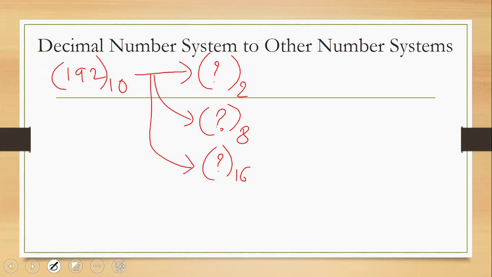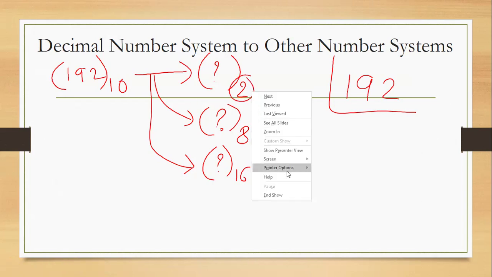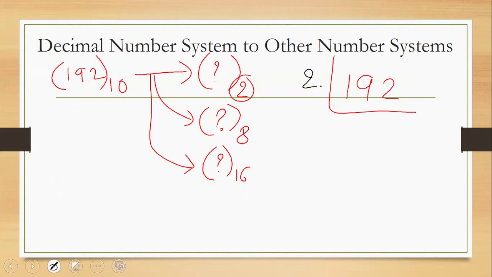I'm taking the decimal number 192 and converting it to the other number systems, that is binary, octal, and hexadecimal. The first basic rule is, if you are converting from the decimal number system to another number system, directly take the number 192 and continuously divide it by whichever radix you are converting to. For example, the first example I'm taking is the decimal number 192, and I'm going to convert it to base 2.